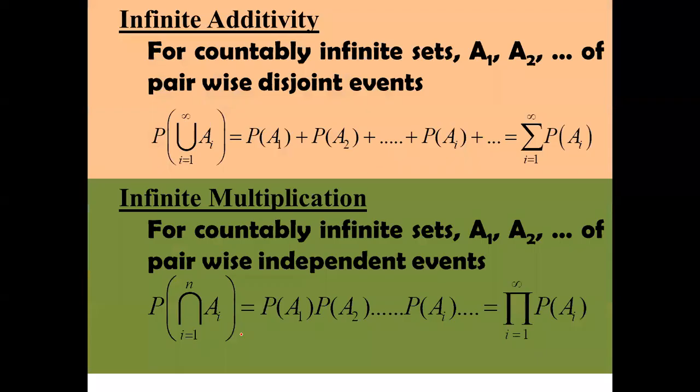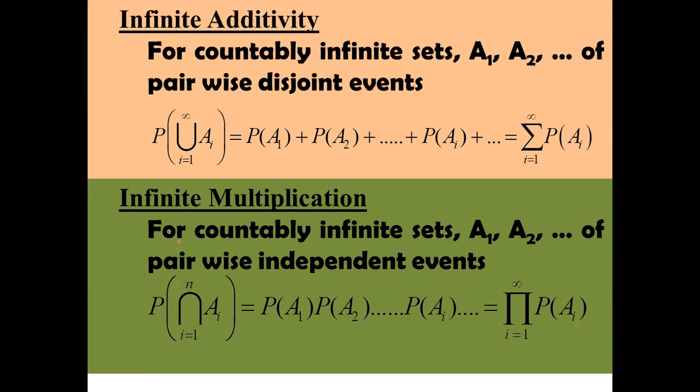Now we can extend our study to an infinite number of sets. We call it infinite additivity and infinite multiplication. That is, for countably infinite sets A1, A2, etc., An of pairwise disjoint events, we have the probability of A1 plus A2, etc., An is equal to the sum of the individual probabilities. So this is called the infinite additivity axiom.